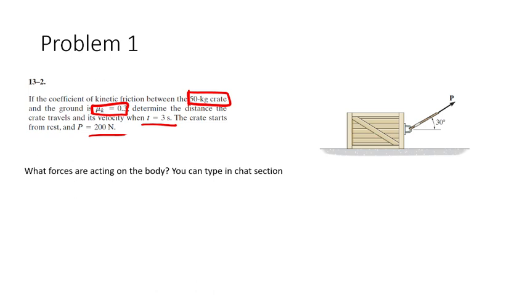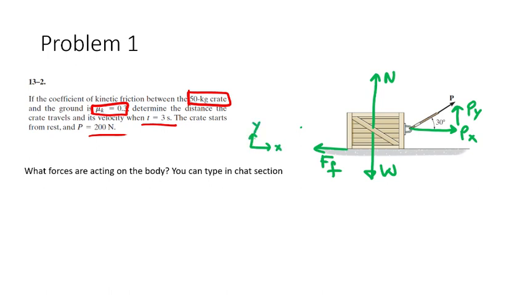So we have a weight, we have the normal force, we have a frictional force with the ground, and we have P with a component Px and then Py. Okay. I will select this one as my x-axis and this one as the y-axis. Now it's time to write the force balance.